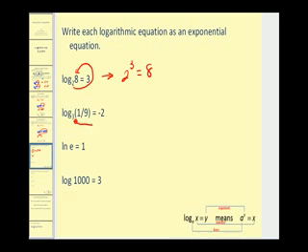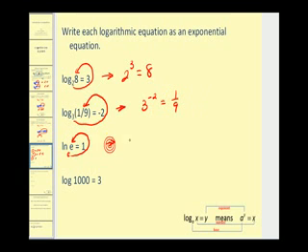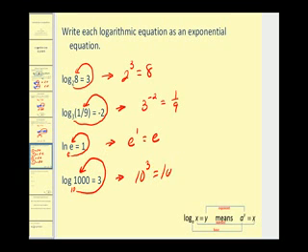Here we'd have 3 to the power of negative 2 equals 1/9. That's correct. Here's natural log, so that would be base e. It might be helpful to write that in. E to the first power must equal e. That's correct. And then another common log, recognizing this as base 10, 10 to the power of 3 must equal 1,000.